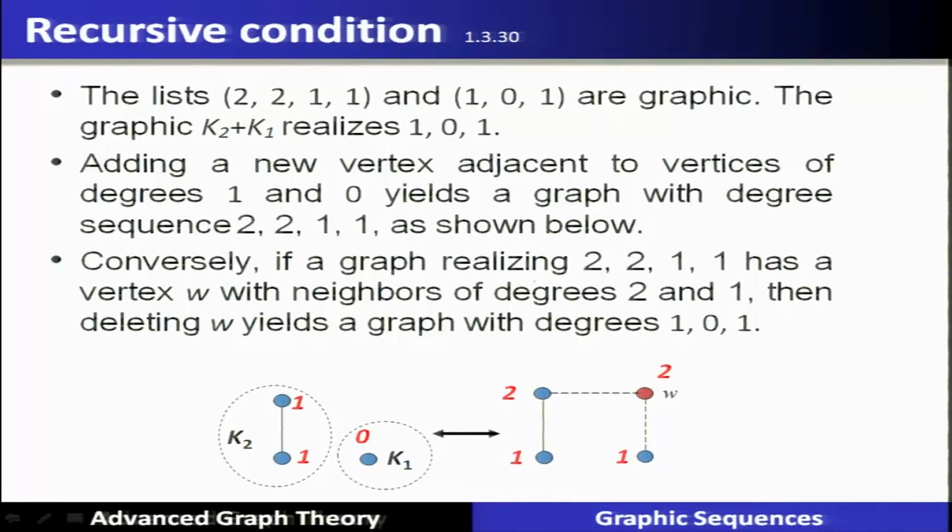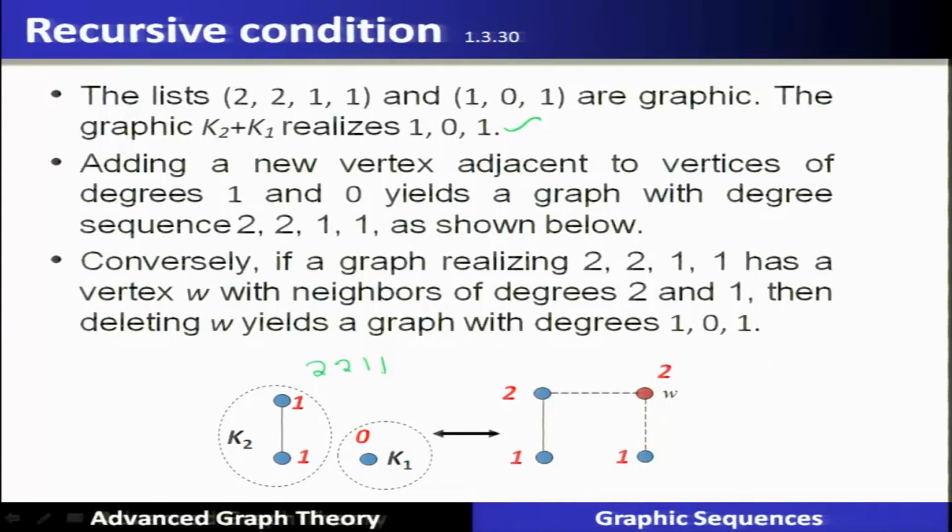So we will see how both the conditions are evolved and how they are going to be satisfied, and for that we are going to see a theorem. But before that, let us see some of the background on why the theorem is required. Let us see this list, 2 2 1 1 and 1 0 1. They are graphic. 1 0 1 means that it is K2 plus K1, and this represents the 2 2 1 1 graphic sequence.